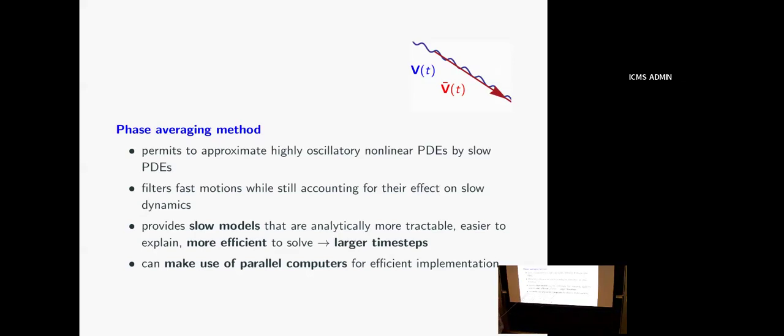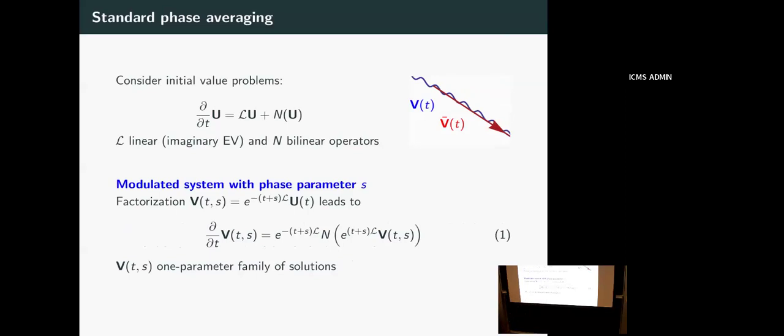I cannot go too much into detail because we are not so far yet, but the idea behind these things is that we want to develop something for parallel computing. I mentioned a little bit about this, but unfortunately we're not so far yet. So these are the ideas behind it, and I consider the following initial value problem. I merged the 1 over epsilon into the L. For me, L is the fast linear operator with imaginary eigenvalues, and N is a bilinear operator.